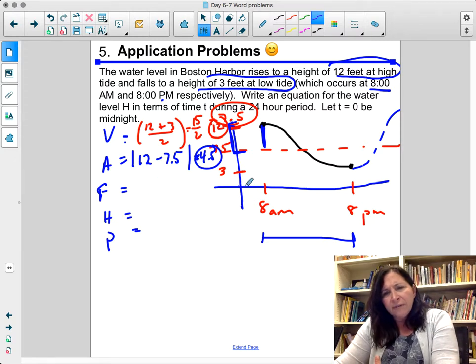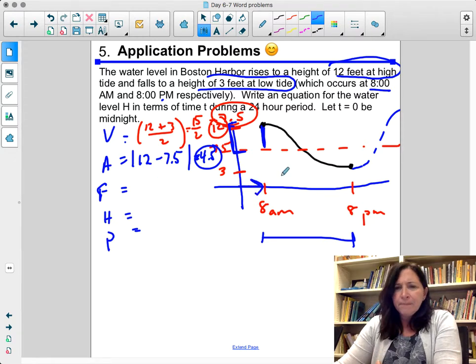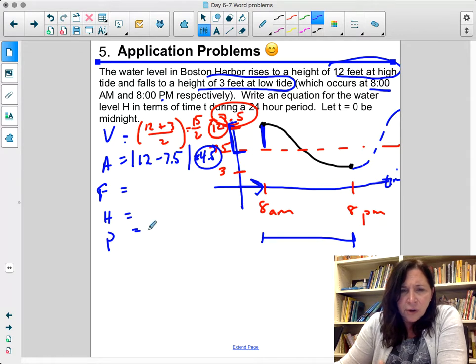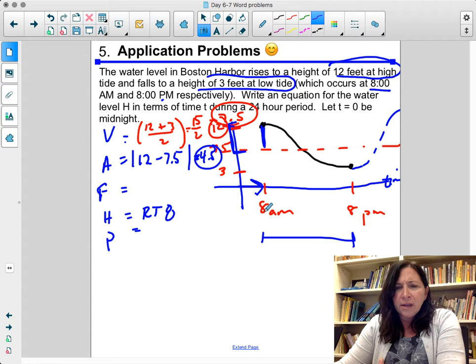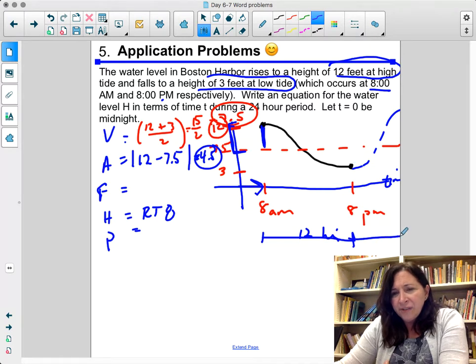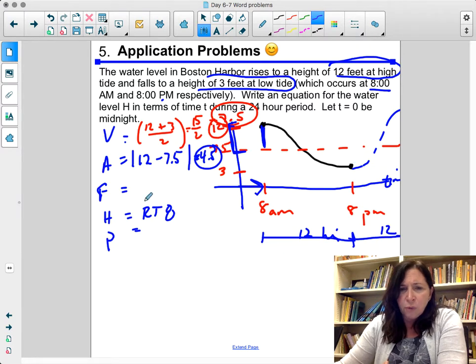Okay, frequency is last, then horizontal shift. It looks like I've gone over 8 in my time, this is time. So I've gone over 8 hours, so this is going to be right 8 hours. And we know the period. From 8 a.m. to 8 p.m. is 12 hours. Remember, that has to double. So if that's 12 and that's 12, my period is going to be 24 hours.